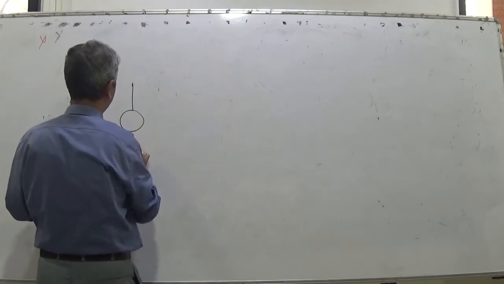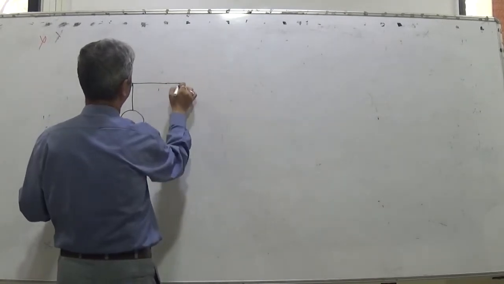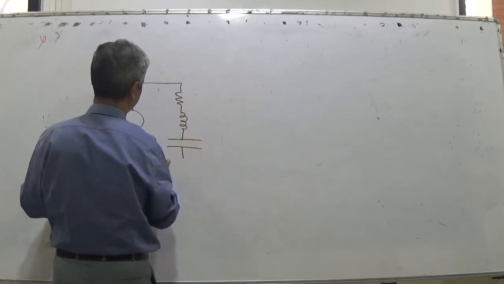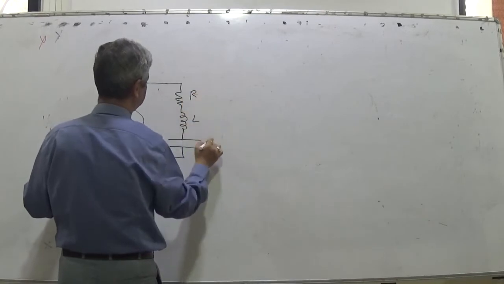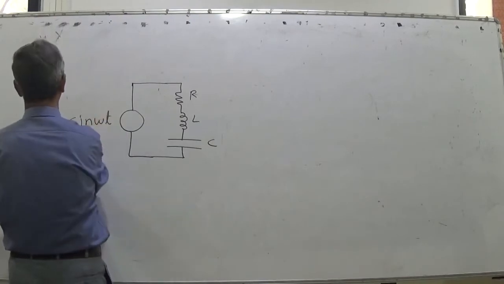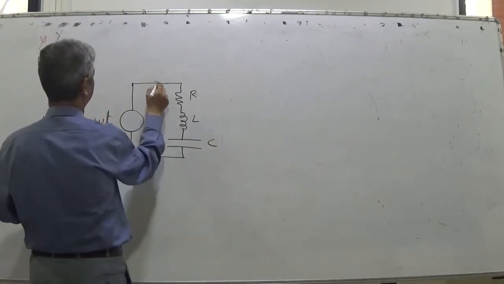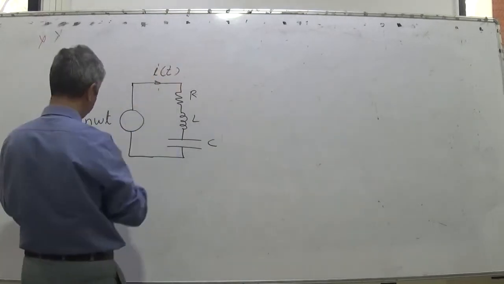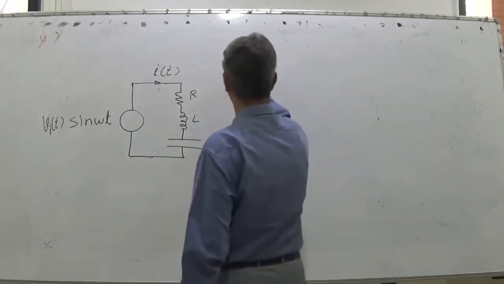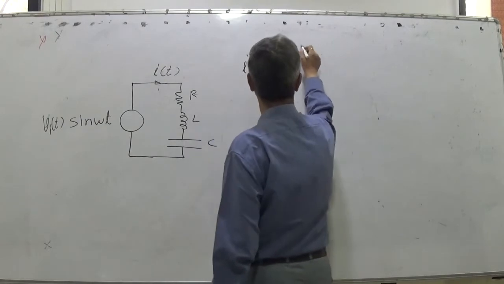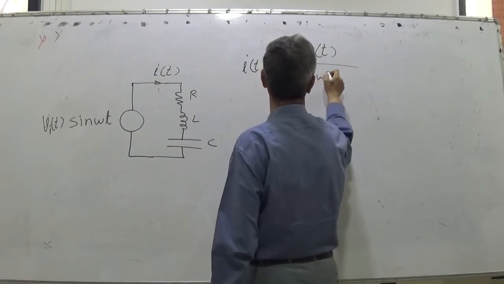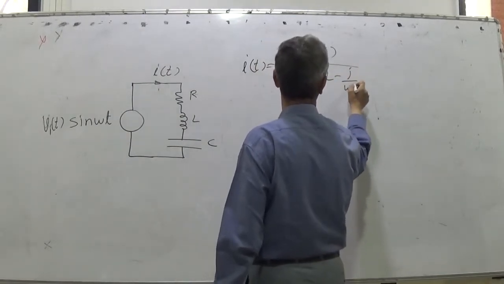So now if I apply R, L and C, and if I apply V sin omega t, what will be the current i(t)? It is quite simple. i(t) will be equal to V in t upon R plus j omega L minus j upon omega C.